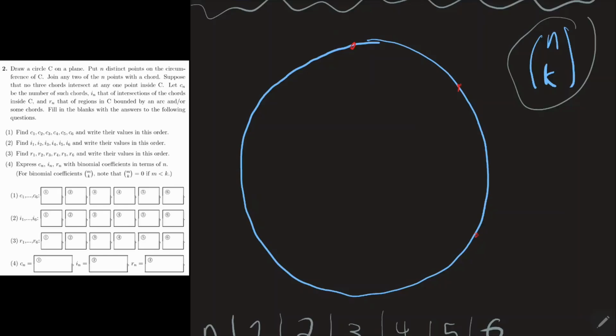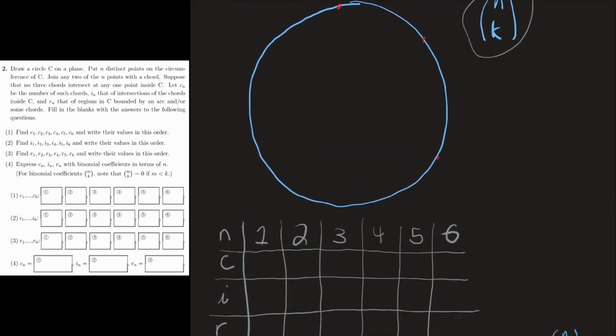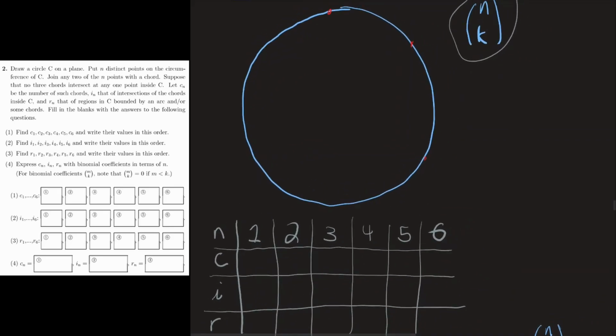So we need to find the expressions for the number of chords, which is C sub n, the number of intersections of chords, which is I sub n, and the number of regions in the circle, which is R sub n. But the first part of the question only asks us to find the values of these from 1 to 6. So we just need to make 6 points along the circumference, connect them with lines, and count how many chords, intersections, and regions we have. So let's start with that. And to make it easy to track, I made this table over here. Let me make sure everything is visible. Yeah, like that. So I made that table.